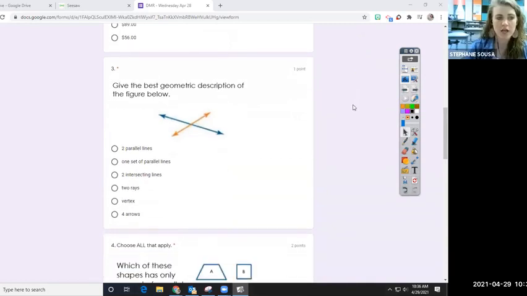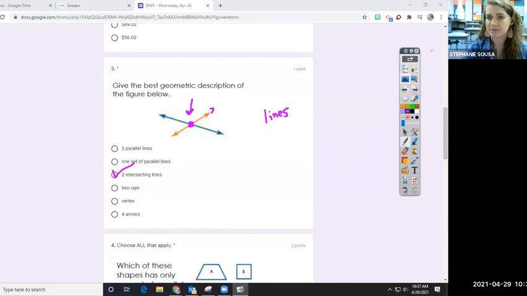All right, back to geometry. Give the best geometric description of the figure below. I notice that these 2 figures have arrows at the end. That means they are lines. They go on forever and ever. I also notice that they are intersecting or crossing at this point. So right there, they are touching. That means these are 2 intersecting lines.